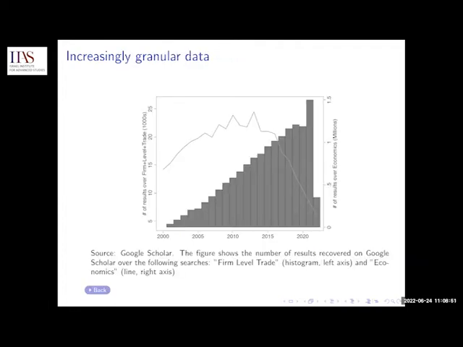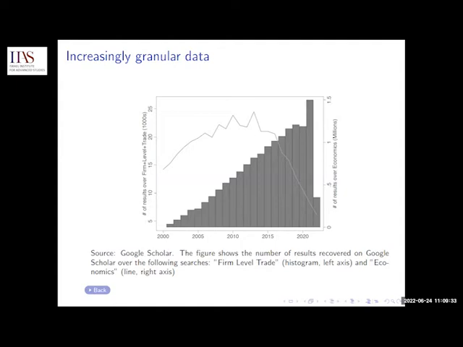So just to illustrate this, I'm not sure it's the best way of illustrating this, but what I did is just a simple search on Google Scholar with the keyword firm level trade, and just plotting the number of responses that I get on Google Scholar based on these keywords over time. And as you can see, clearly there has been an increase in the use or study of firm level trade over the last 20 years. And just to give a comparison point, I plotted the results from just economics in general, just to show that this increase is not due to the fact that in general, economics is better covered by Google Scholar over time.